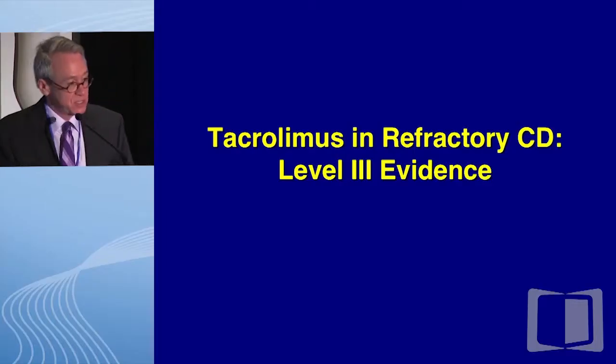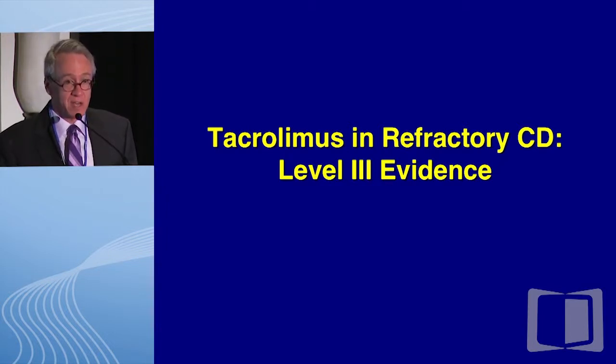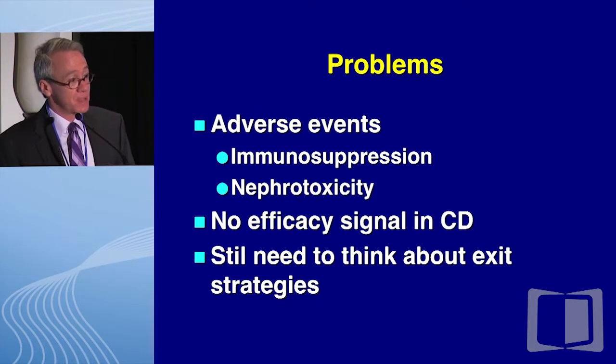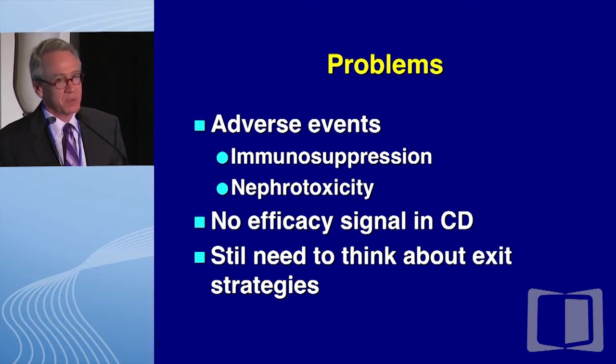In Crohn's disease, this slide says level 3 evidence, and there's no data on it because there really is no level 3 evidence in Crohn's disease. There were some small studies suggesting closure of fistulas at higher doses as a primary endpoint, but these doses were not very well tolerated.